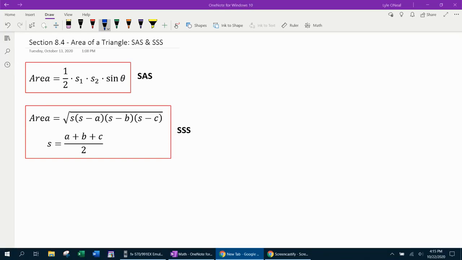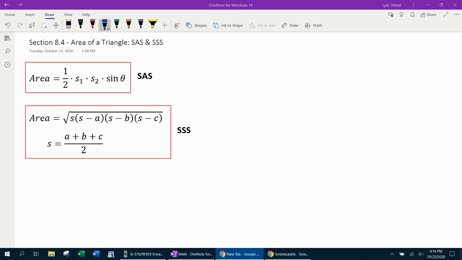Hello and welcome to our lesson on area of triangles in our trigonometry class. This is going to be from section 8.4 in the text, and this may be one of the easiest, fastest lessons we do this semester, okay?